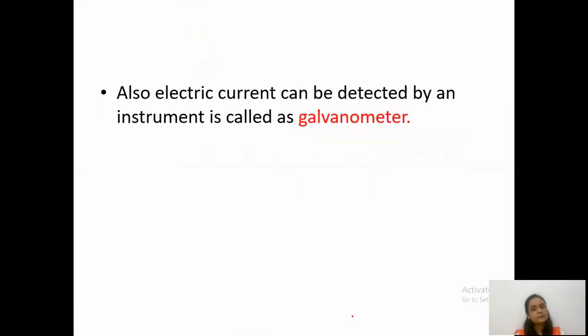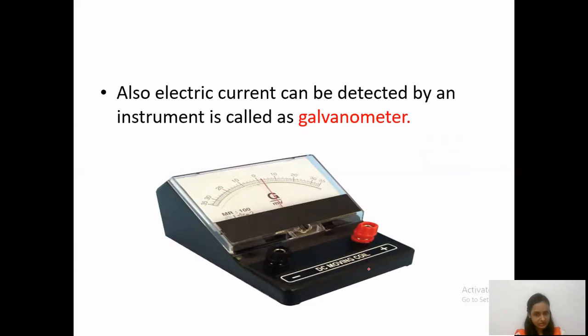Now we have one more instrument that is called a galvanometer. It also consists of a pointer and a scale through which we can detect the presence of the current, right?